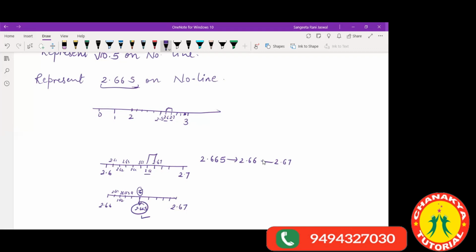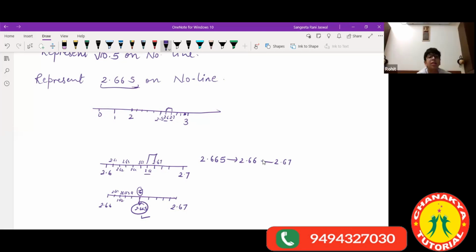So where was this number actually? Between 2 and 3. But when we magnified it, we saw that the number lies between 2.6 and 2.7. Then we magnified 2.6 and 2.7 also. Then we found that this number lies between 2.66 and 2.67. So that is 2.665. Okay.